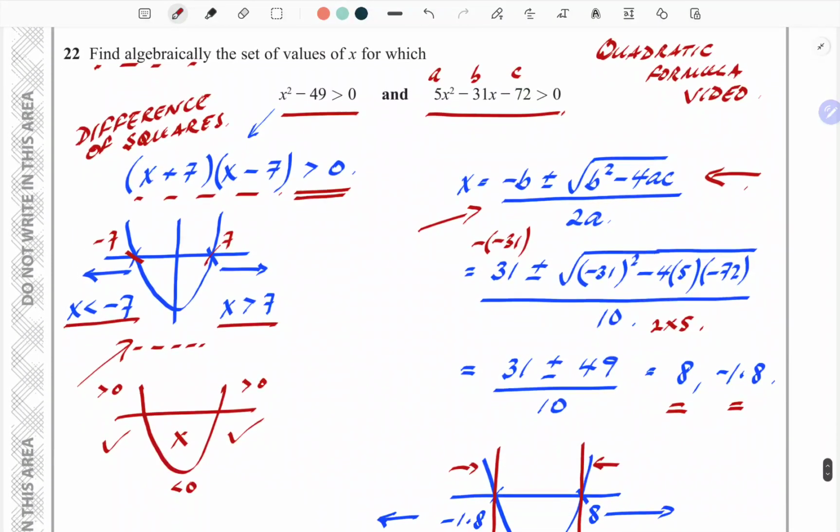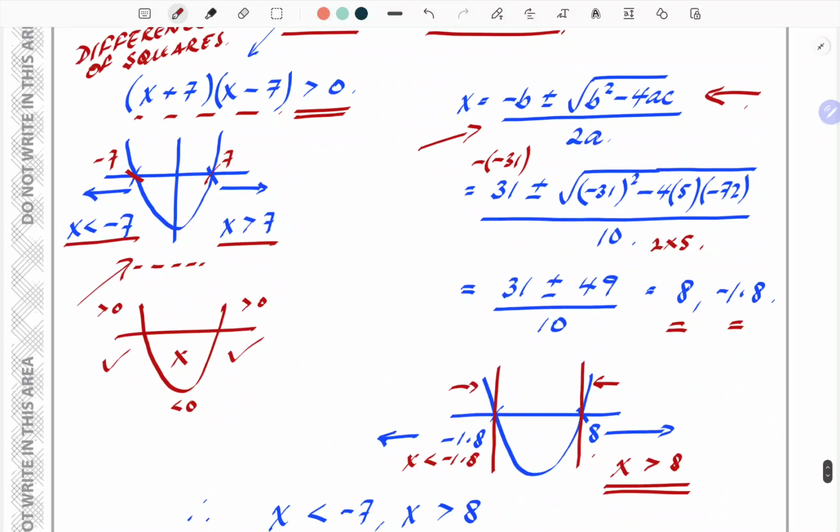All right, well, there you go. That's the whole paper. I've tried to do it as quickly as possible.